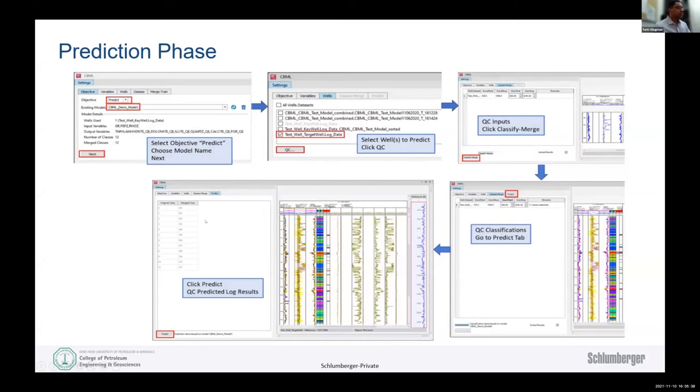One more thing that the CBML can give is a little bit of flexibility to the domain expert, where these classes can be merged by the domain expert if they see that a better optimization of these classes can be done using their experience. There is a way that these classes can be merged.